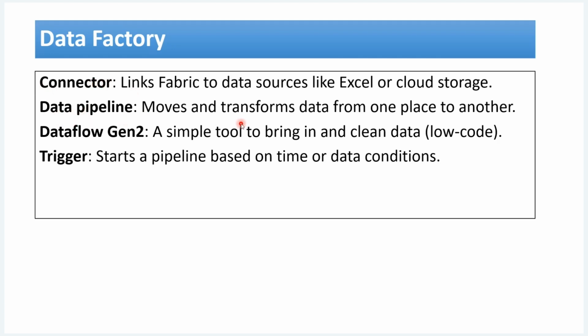Data pipeline. A data pipeline can move and transform your data from one place to another. For example, if you have data in your local machine or in another external data source, we will simply take one data pipeline, move that data, and transform that data from one form to another form.